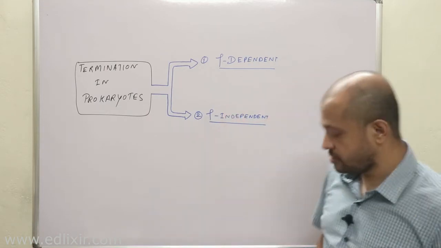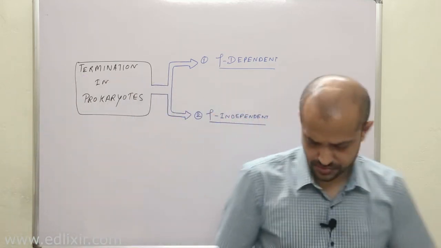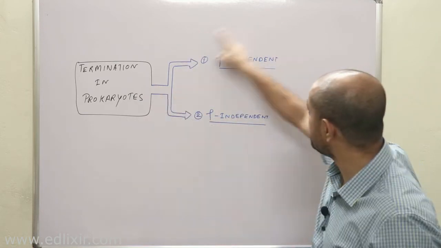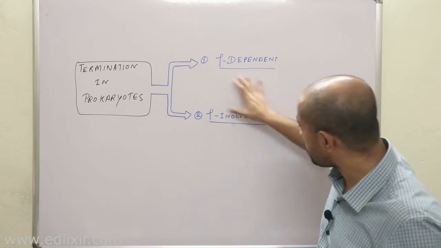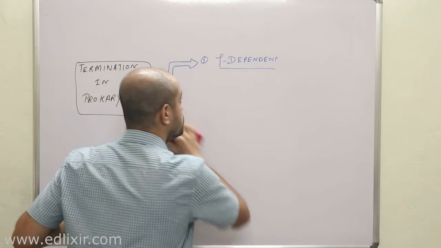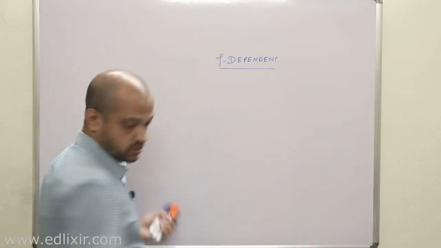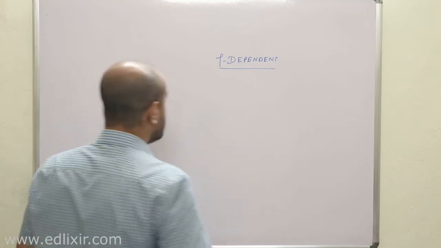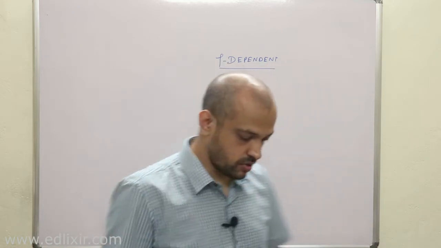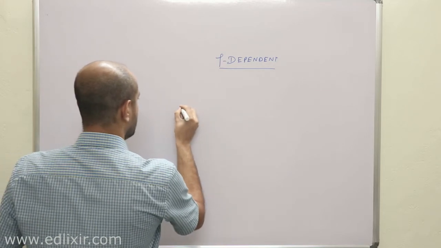Clear? Now listen with all your attention. A very important point is that in case of termination, we'll first talk about the Rho dependent mechanism, then we'll talk about the Rho independent mechanism. Okay, so let's start with the Rho dependent mechanism. Now listen, in the Rho dependent mechanism, you know that Rho protein will play a very important role, right? Now listen with all your attention. Again, we'll have to draw our polymerase.